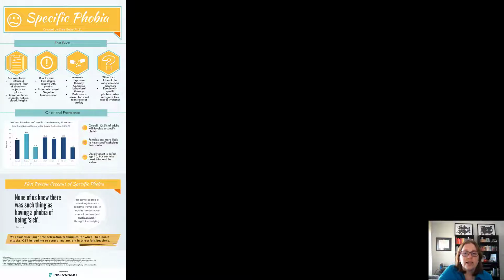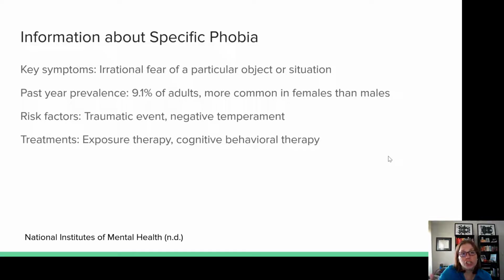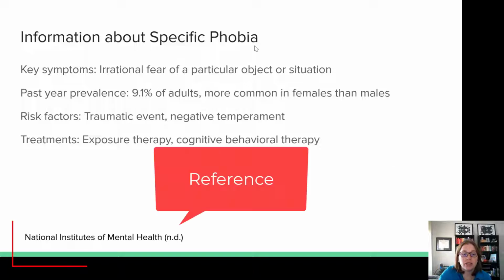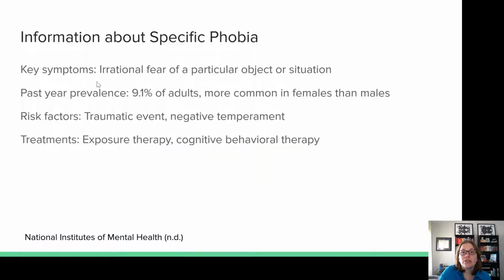One of the things that I want you to do when you're first starting your presentation is to talk a little bit about what's on your handout. So this is just giving some background information about the specific phobia, and some of that information, I wrote down where it came from, which is down here. But just to couch this in, what are we going to be talking about? So today I'm going to tell you about a case study about specific phobia. Key symptoms: irrational fear of a particular object or situation.